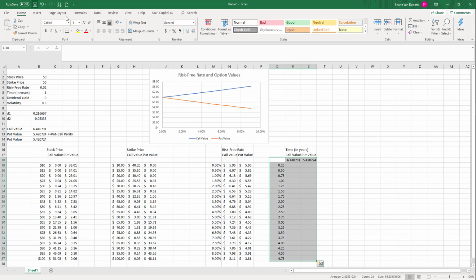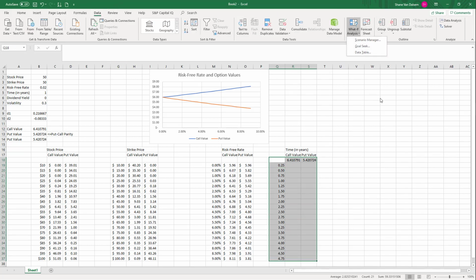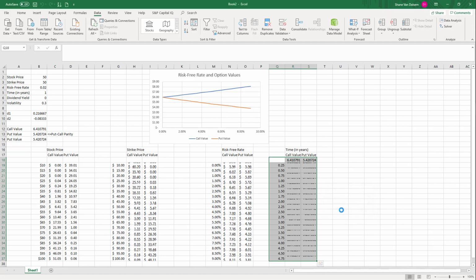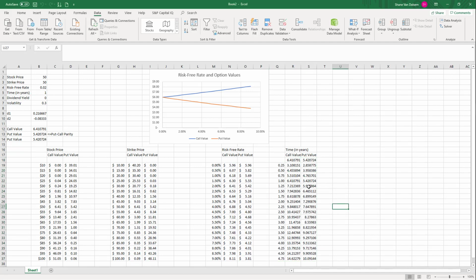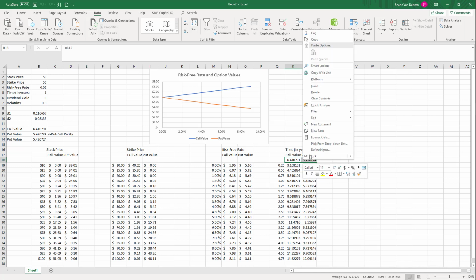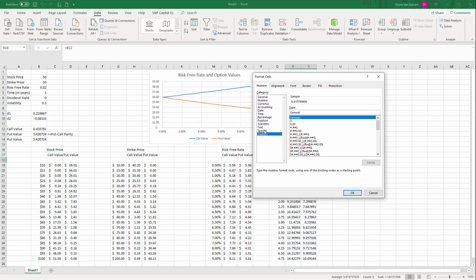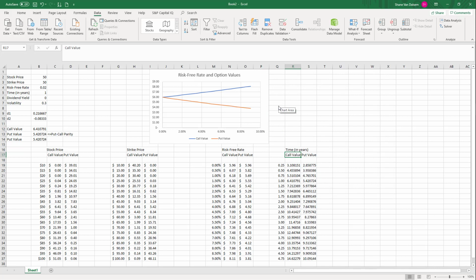Then again, go to Data, What If Analysis, Data Table. My column input cell is my time in years. And just like we said before, the greater the time to maturity, the greater the value of the option, for both a call option and a put option. So we certainly see that here. As we go out longer and longer in time, the value of both options goes up.